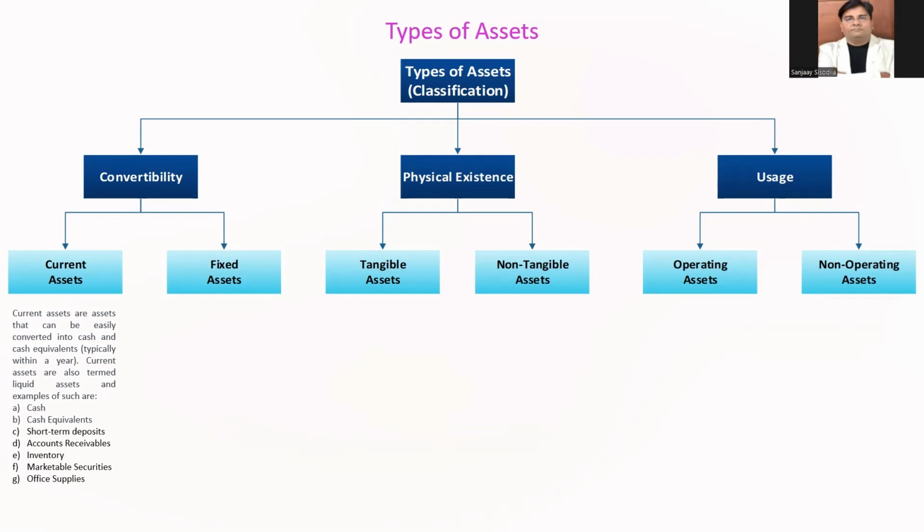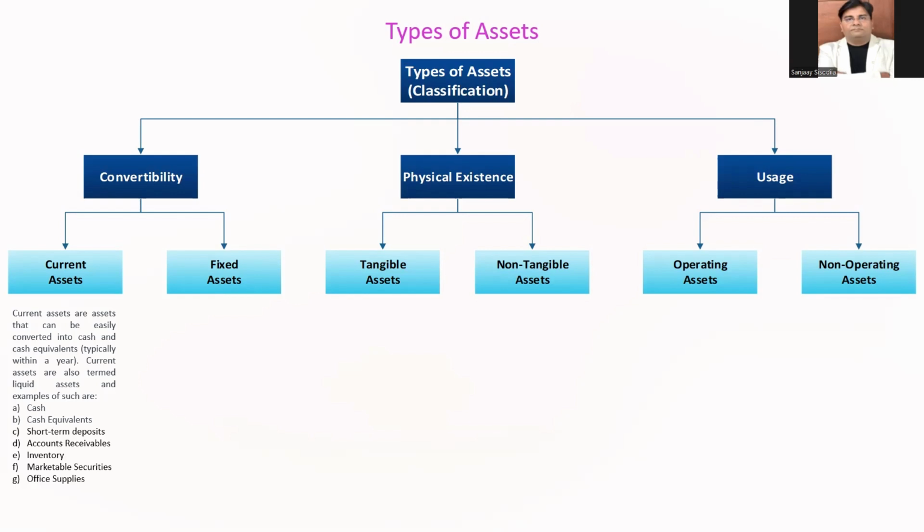Then next is marketable securities. By marketable securities, we mean it can be shares of a company, a debenture of a company, or government securities, or bonds.